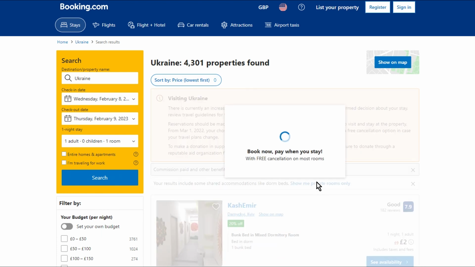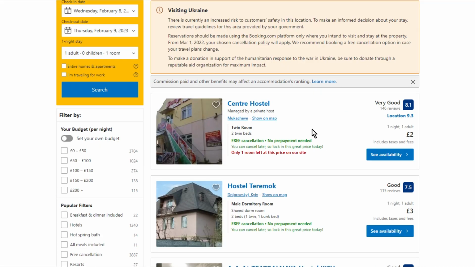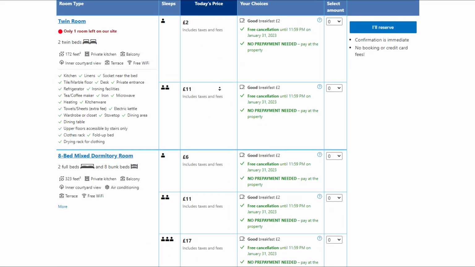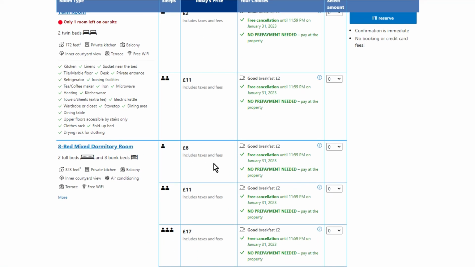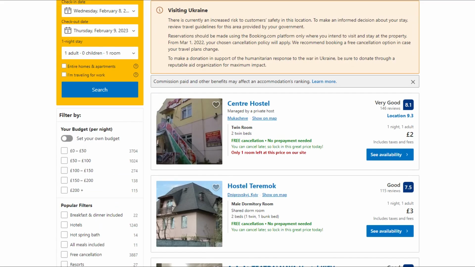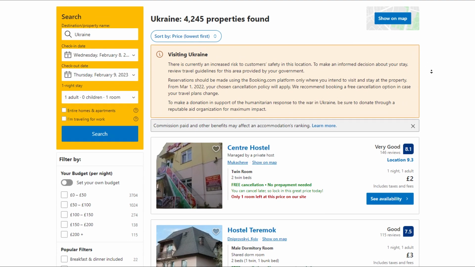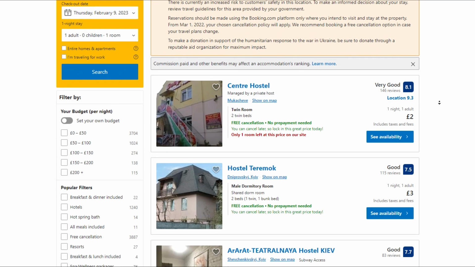So let's go show private rooms only, and twin room £2. Now this one I think is in a very, very small town. That is cheap, £2 for a twin room. But it's £6 for a dormitory? Okay, that one I think is a mistake, so I'm going to leave that one off my list. Let's go to one that isn't a mistake. Annoyingly, Booking.com sometimes shows dormitories when I've ticked private rooms only.